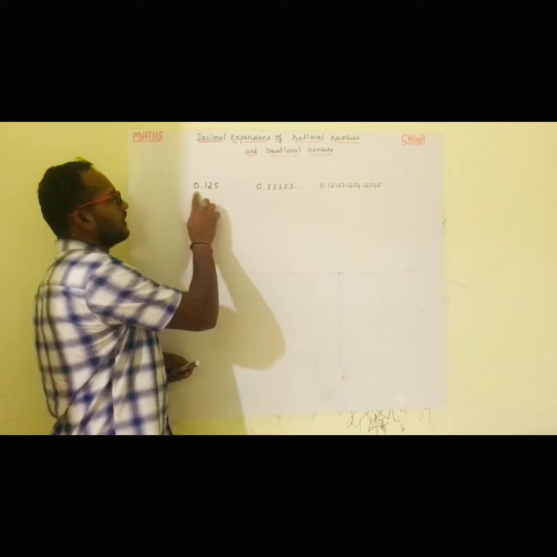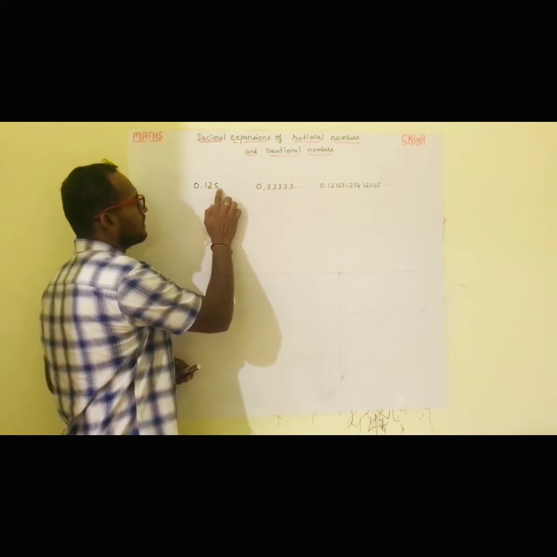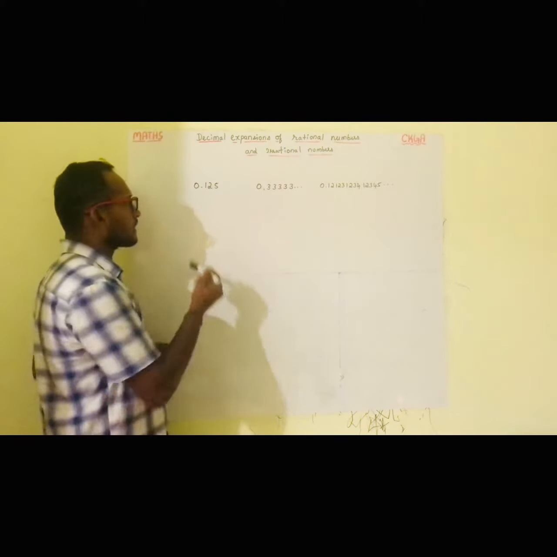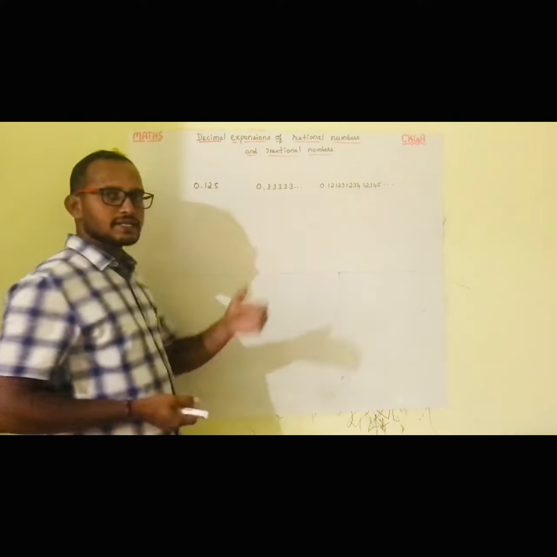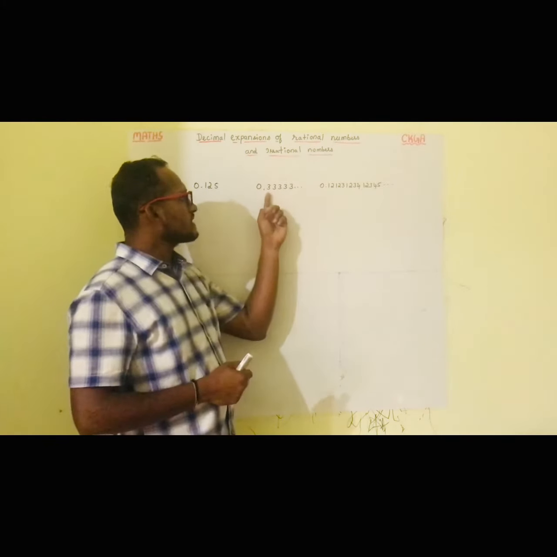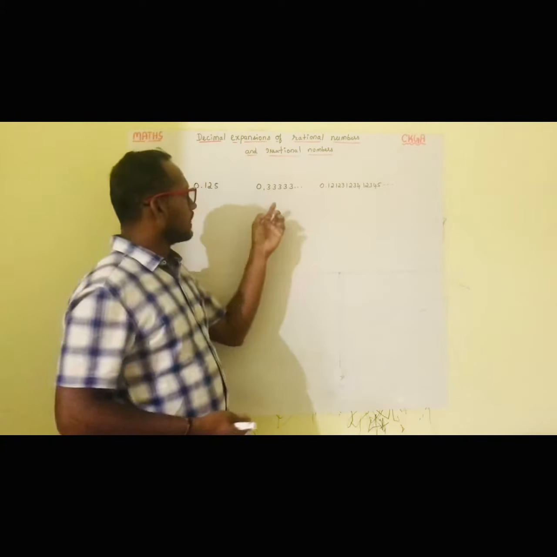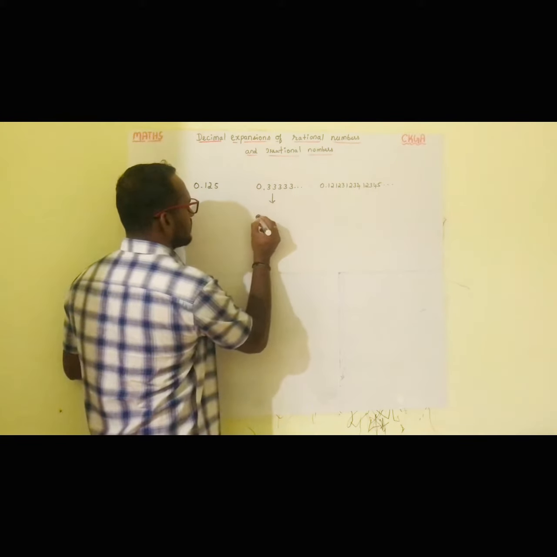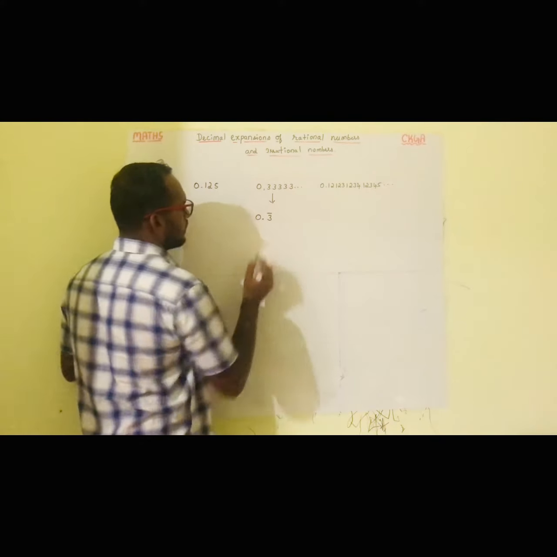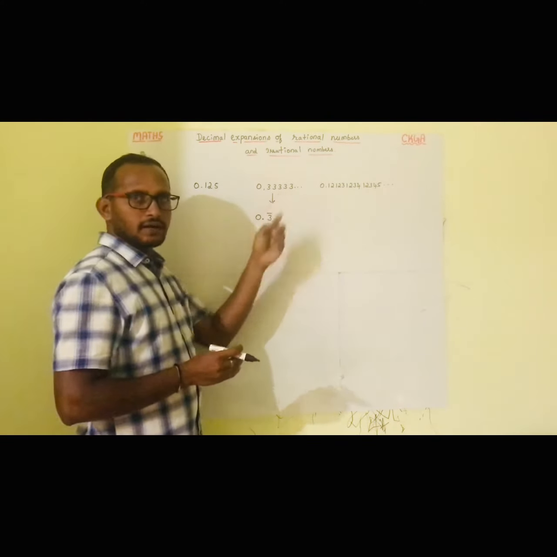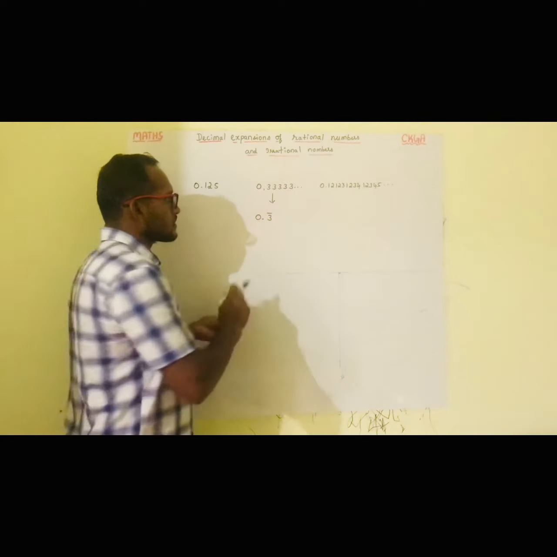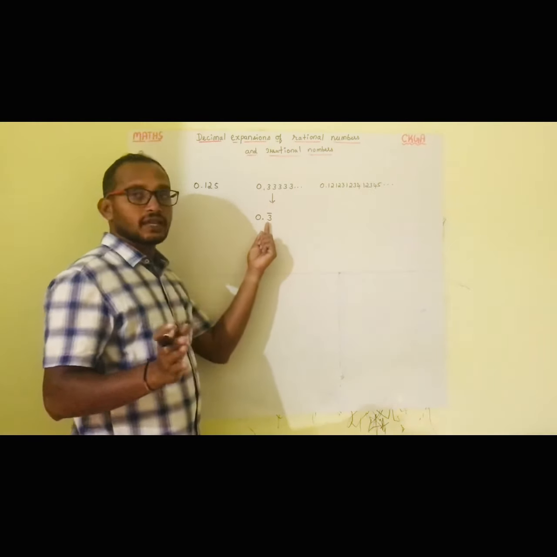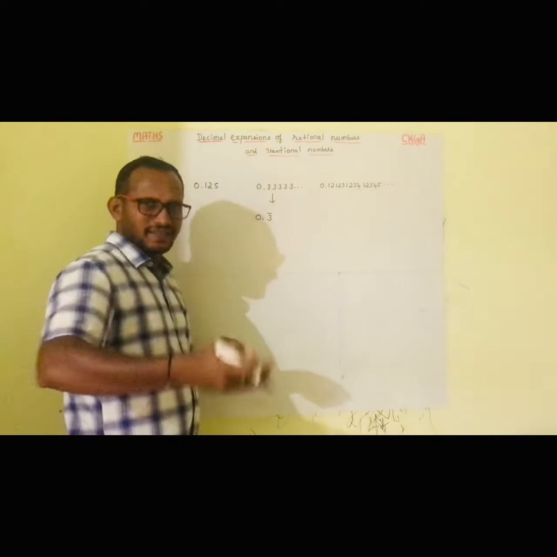Now 0.125, you can't find any continued part of it. You can conclude yourself that 0.125 has stopped. Here, the same number went on repeating, just like 3, 3, 3. You can represent this by using a symbol like 0.3 bar. The 3 bar represents that 3 is going to repeat again and again.